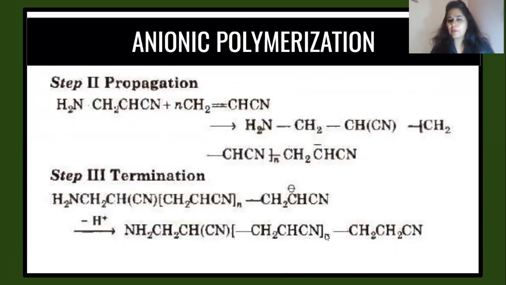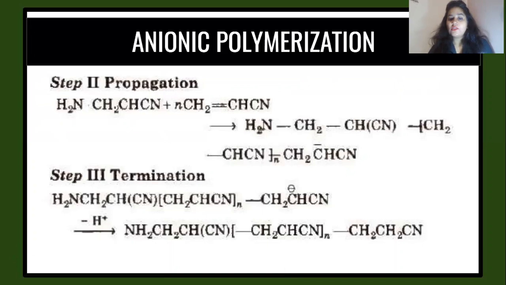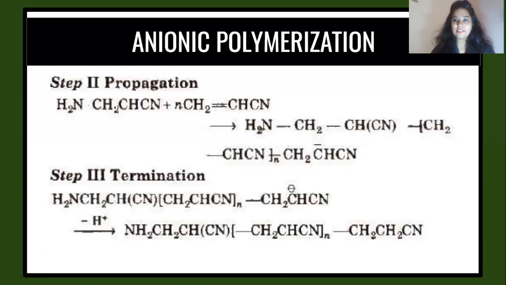The simplest trick of remembering is this: the negative charge which has been there, we need to curb that negative charge because we want the reaction to end. So the CH2-CH(-)CN is generally taking an H+ ion, and it will complete its valency, and the negative charge which was present there will be curbed.